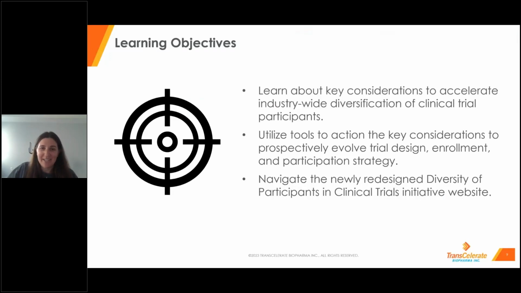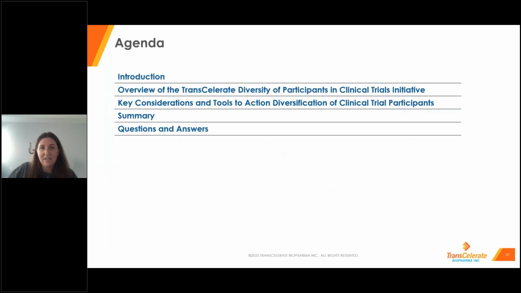A little bit about our learning objectives today. We would like our audience to leave with an understanding about key considerations to accelerate industry-wide diversification of clinical trial participants, also how to utilize tools to action those key considerations, to prospectively evolve trial design, enrollment, and participation strategy, and finally, we'll show how to navigate the newly redesigned Diversity of Participants in Clinical Trials Initiative website.